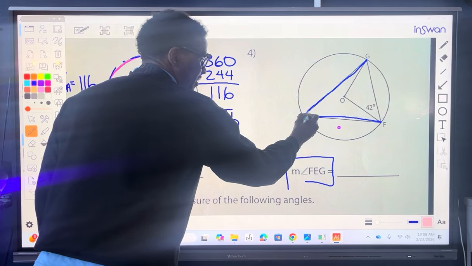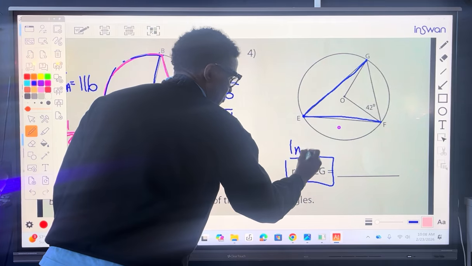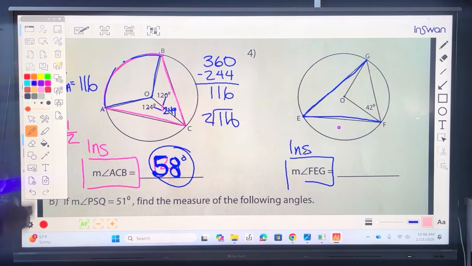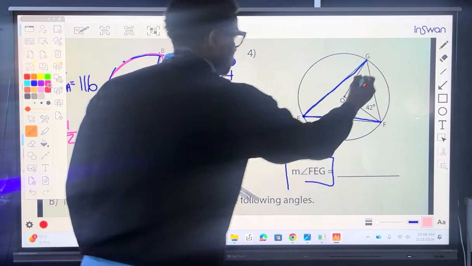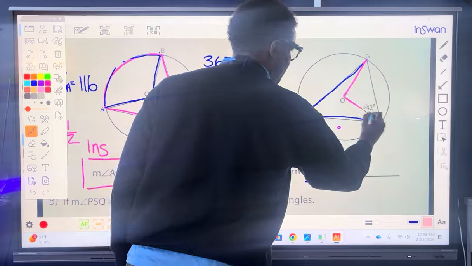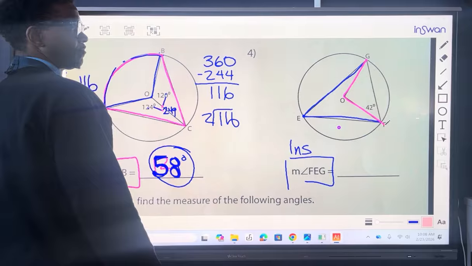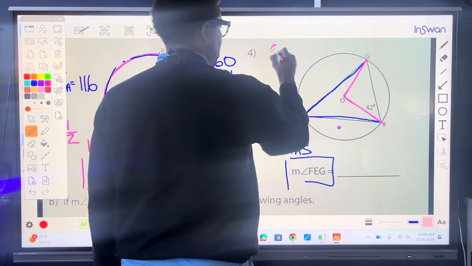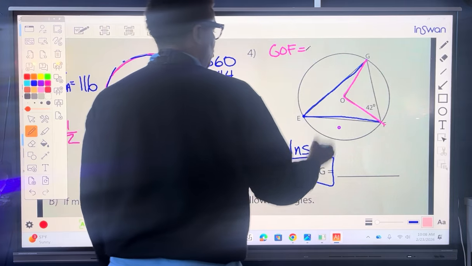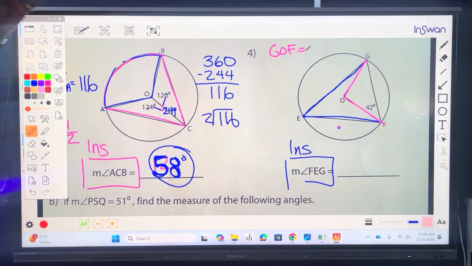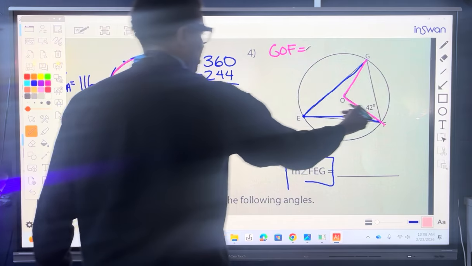Inscribed, because the vertex is on the circumference. So that's inscribed. Making GOF our what? Central. So GOF is going to be our central. But time out. We know our inscribed is half the central, but we have to figure out what the central is. They only gave us a what here?